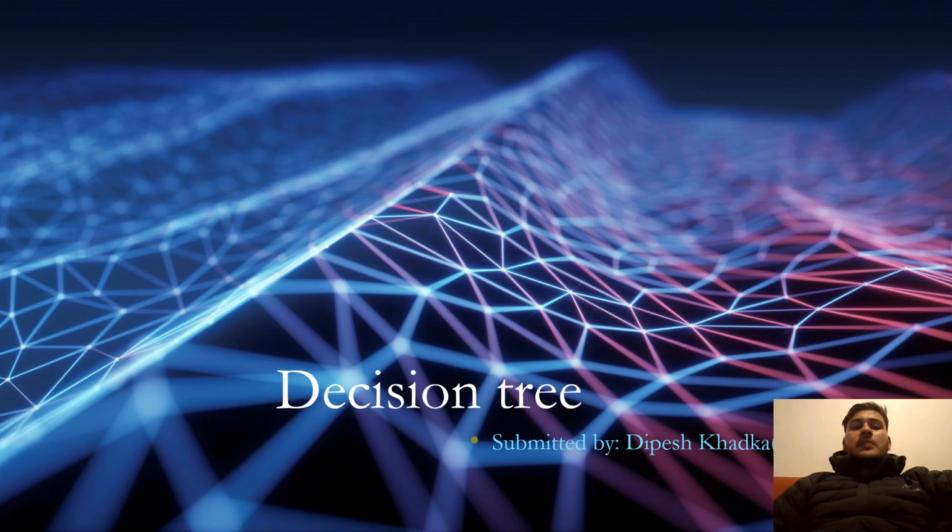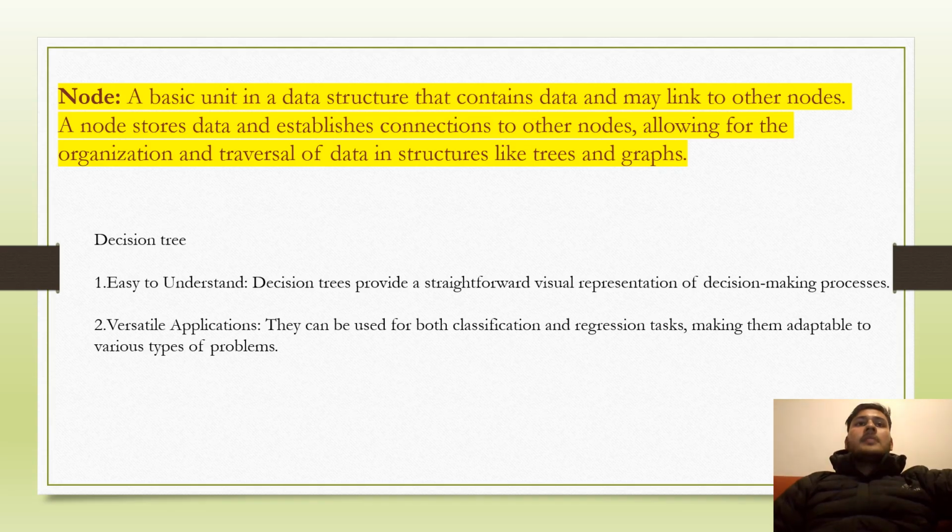So in this presentation, I'm going to explain about decision tree. What does it do, how to make it, and what are the conclusions of decision tree. Before learning about decision tree, here are a few things we need to learn. First thing is node. A node is a basic structure of data. This node helps us to manipulate data in such a way that we want.